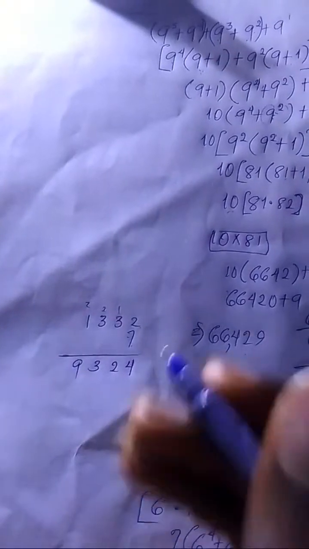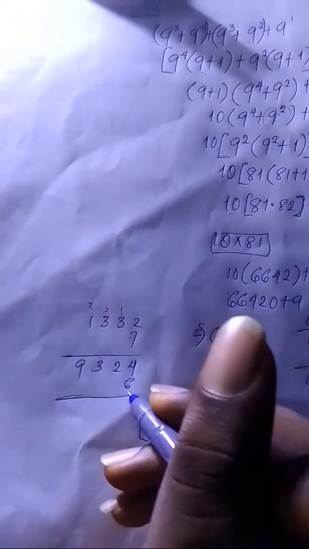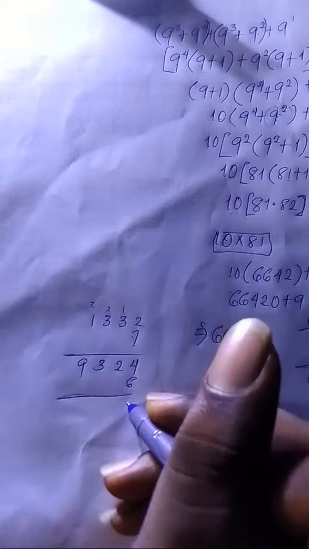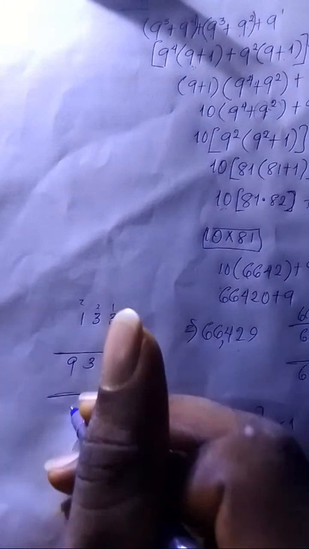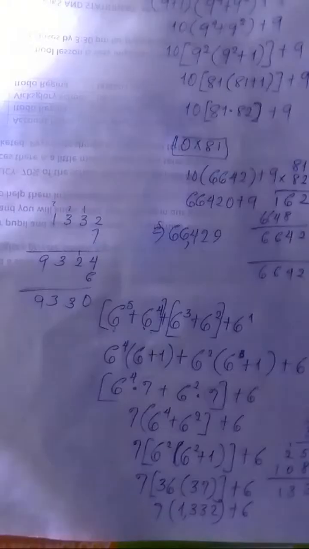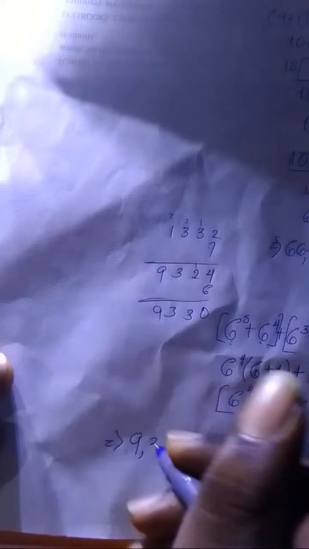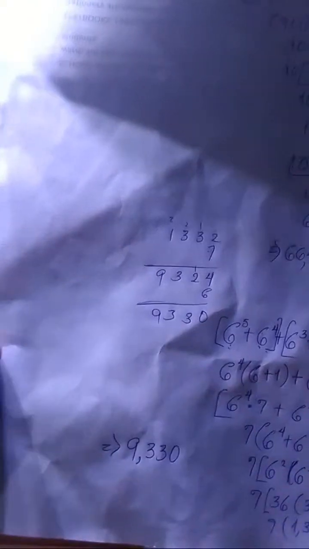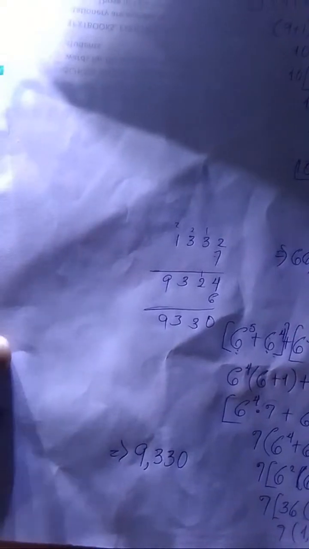Plus 6. When we add 6, 6 plus 4, 10. 0, carry 1. So we have 9,330. So our answer for this bonus question is 9,333. So this now becomes the end of our questions, having solved 3 questions.